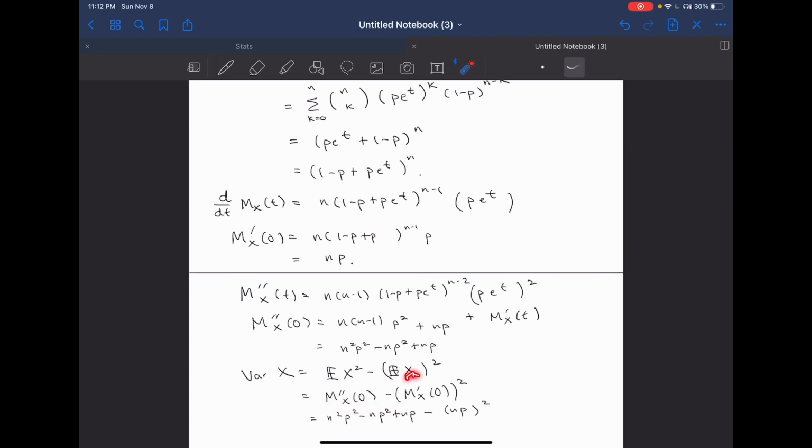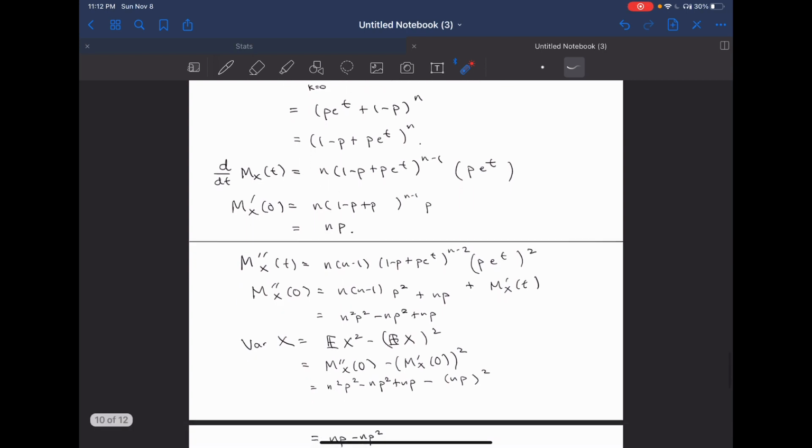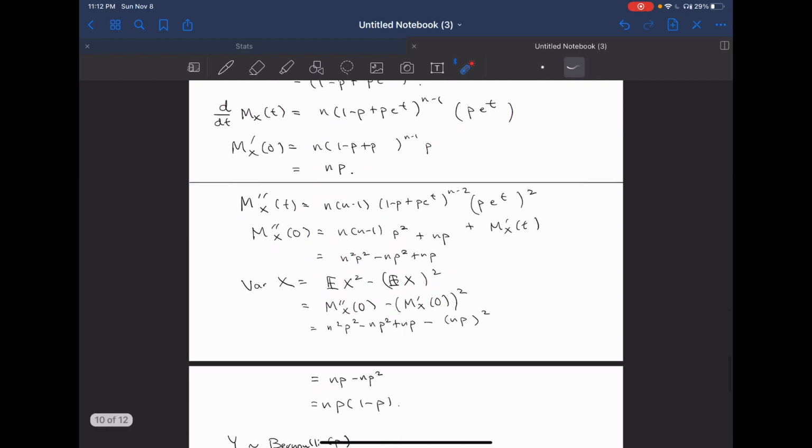And this is also just M prime of X at 0, right? And if we substitute our expressions here and then here, and do some algebra, this is n squared p squared. So this cancels out with this, and all we're left with is np minus np squared, but you're more commonly going to see np times 1 minus p. This is just factorization.